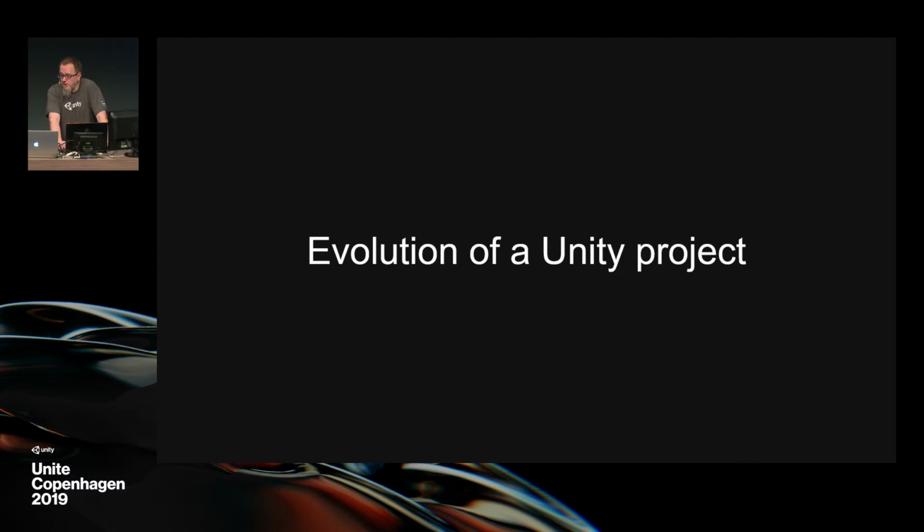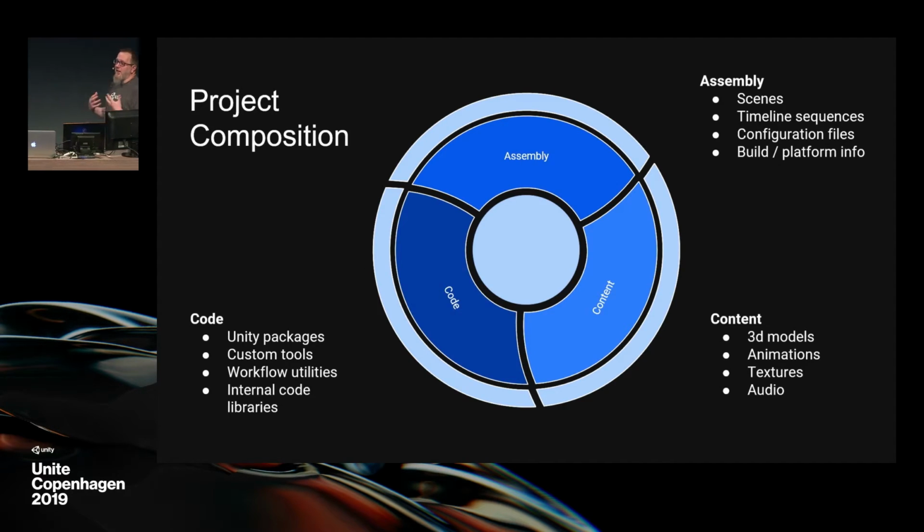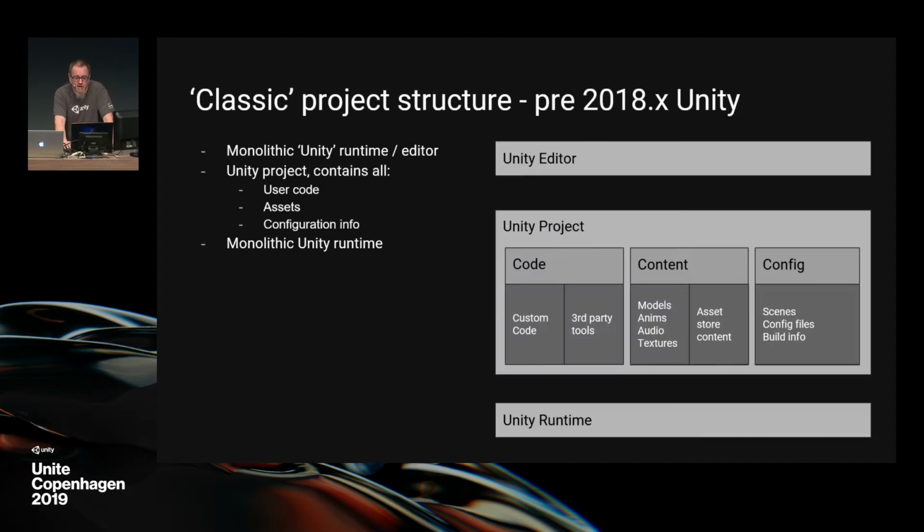The last thing I want to talk about is what linear animation means for working in Unity. We're obviously abusing Unity in ways that it wasn't originally meant for. The way I think about a Unity project is that it's these 3 pieces. You have your code, which is your normal packages and custom tools and workflows. You've got your content: your models, animations, textures, and so on. And then you have the assembly, which brings all these things together. So that's scenes, your timelines, and all these other things.